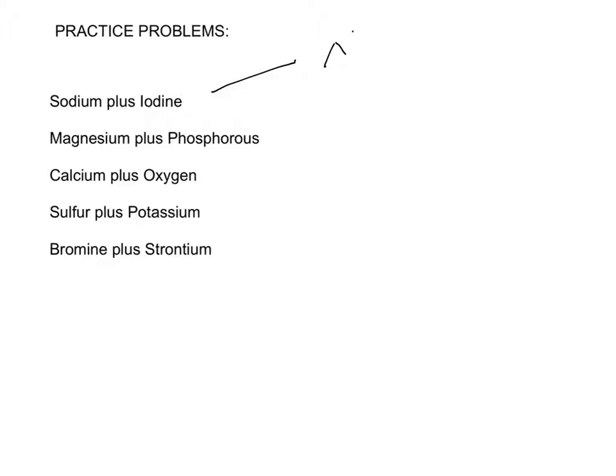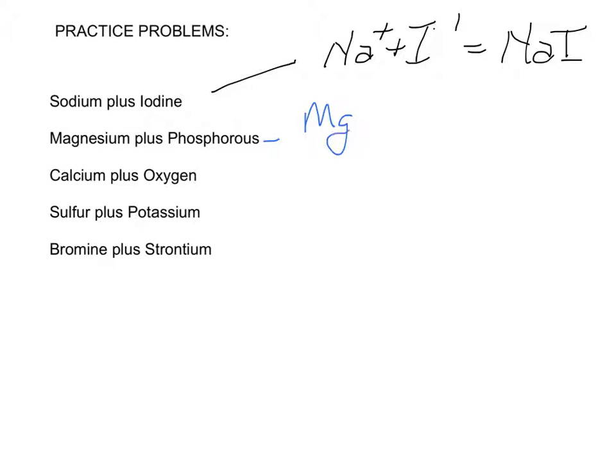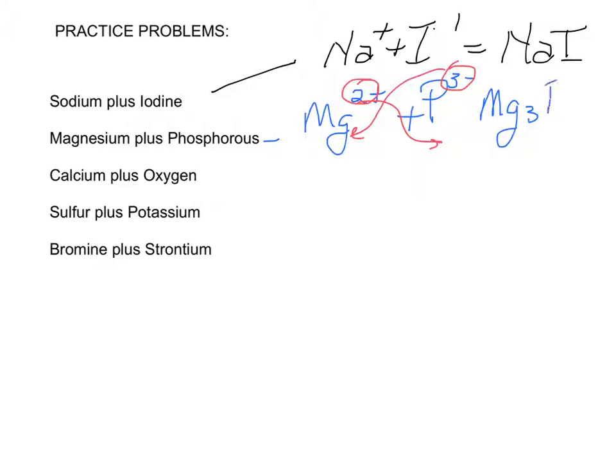Sodium has a +1 charge. We're going to add it to iodine, which has a -1 charge. So that's going to give me sodium iodide. Here's the next one. Magnesium, which we already stated has a 2+ charge. We're going to add it to phosphorus, which has a 3- charge. Once again, figure out how many we need, or take the charge and put it at the base of the other one, and it will usually always balance out. So we need Mg3P2.